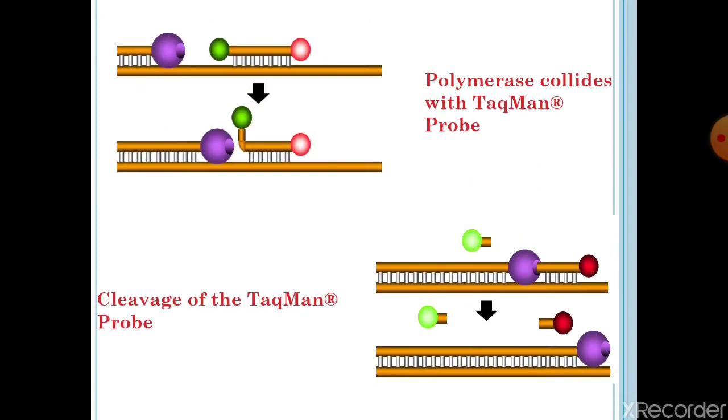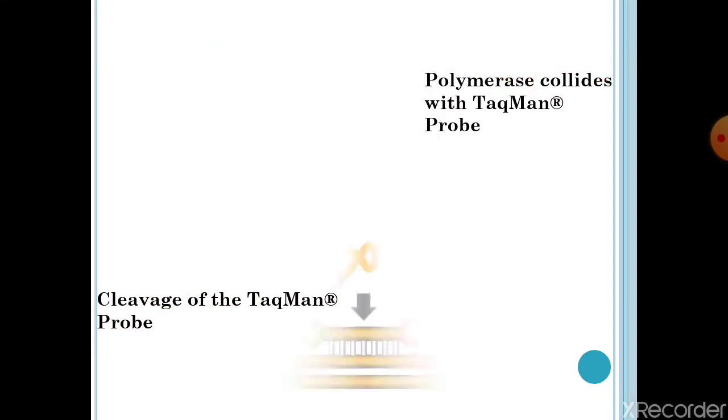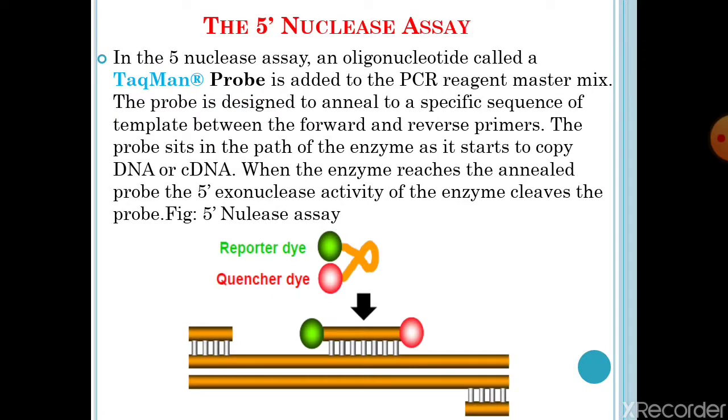So you can come to the previous slide. Now you can see the reporter dye and quencher dye. The TaqMan probe is designed with a high energy dye, which is termed as reporter at the 5' end, and a low energy molecule termed as quencher at the 3' end. When this probe is intact and excited by a light source, the reporter dye's emission is suppressed by the quencher dye as a result of close proximity to the dye.